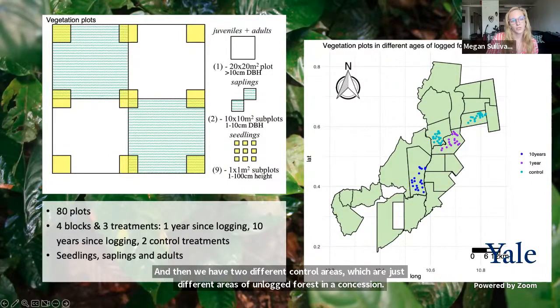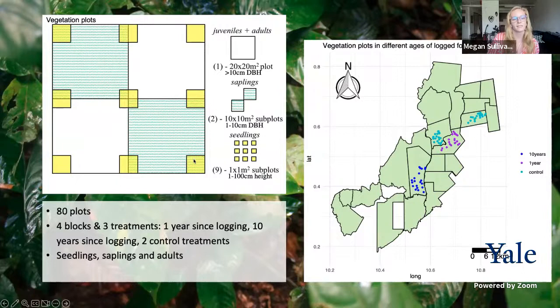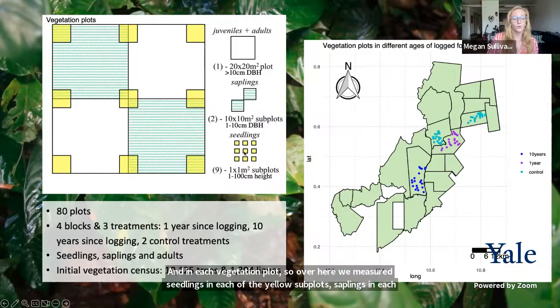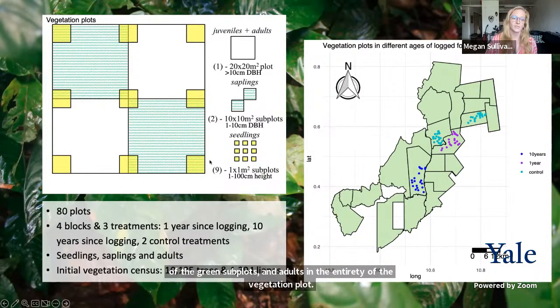And in each vegetation plot, so over here, we measured seedlings in each of the yellow subplots, saplings in each of the green subplots, and adults in the entirety of the vegetation plot. And in total, in our initial vegetation census, we measured 10,125 trees and 1,394 lianas.